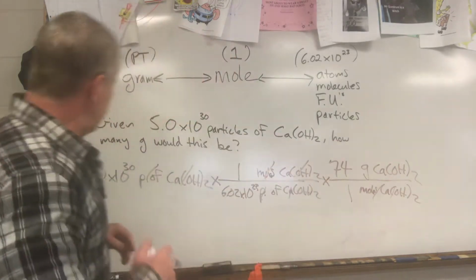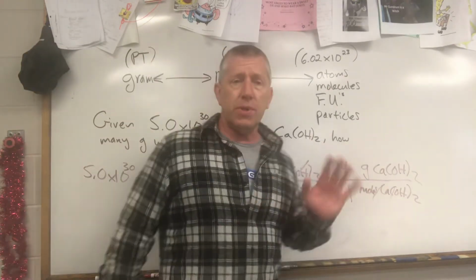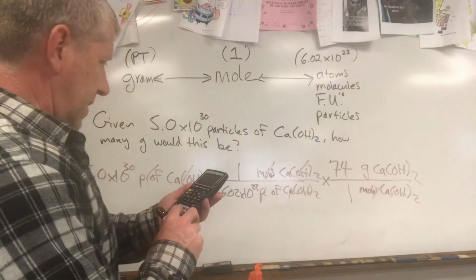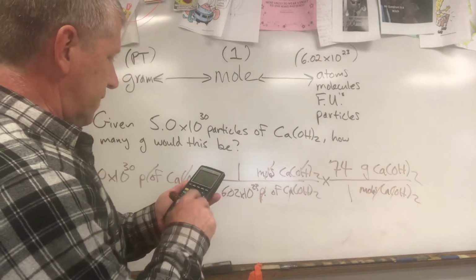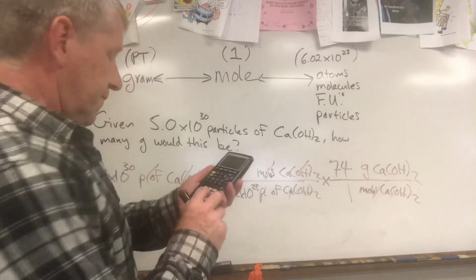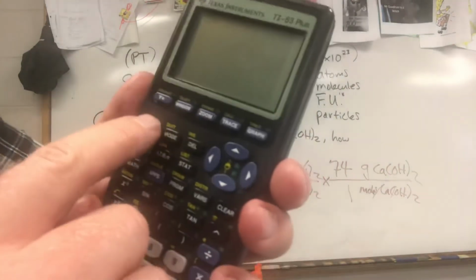So to get the answer, we're going to make sure that we have 2 significant digits in our answer, but let's do the math and see what the math says. Okay, so now this is 2 steps. If it's on the bottom, divide. So I'm going to take this and divide it by this. So 5, again, I'll do 5.